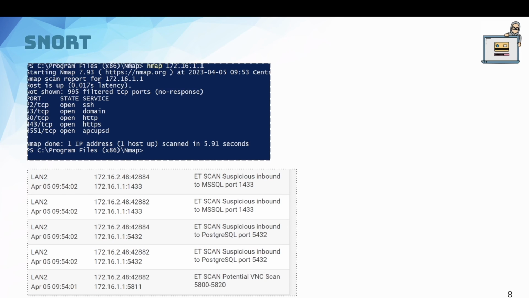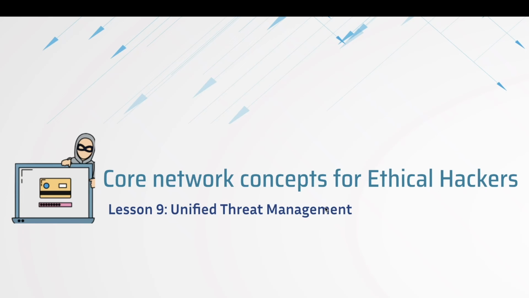So what happens is we see some suspicious inbound to MySQL on port, to Postgres on port. It is doing suspicious scanning there because it is doing a handshake. But why? Why is it doing that? That's what Snort is asking here. It is suspicious. What's going on?